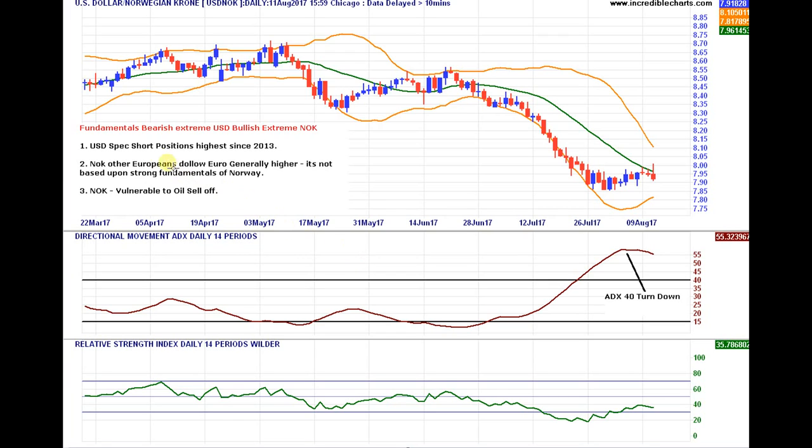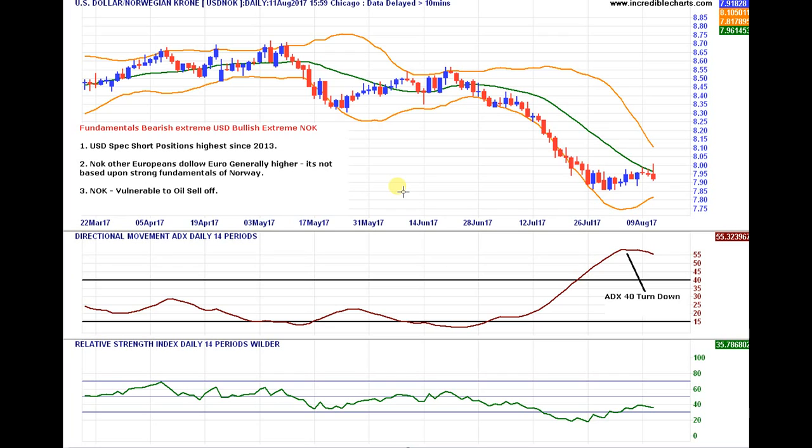And in terms of the USD, we know spec short positions are at their highest since 2013. Now, if we take the NOK and other Europeans, they followed the euro generally higher. Now, you could make an argument for saying the fundamentals are bullish for the euro. I personally don't think so. So NOK has just been dragged up by the euro. Go and look at any of the other Europeans, like the Danish krona, Swedish krona. They've all got similar chart formations. So they're just being dragged higher. It's not based on the strong fundamentals of Norway.